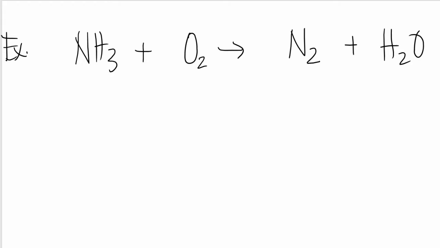So let us look at this example of the combustion of ammonia, NH3, to produce nitrogen gas and water. So as you can see, the reaction is not balanced, or the equation is not balanced. So we have to put coefficients to make sure that our reaction is a balanced reaction. So we're going to put 4 here, and then 3, 2 nitrogen, and 6 water.